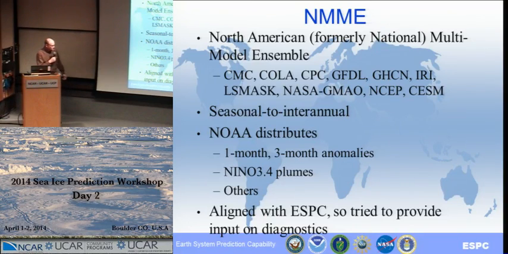So NOAA has been distributing the forecasts from some of those. They distribute things like 1 month, 3 month anomaly forecasts, some Nino 3 data, and other products that arise from these. But it's a continuing forecast system.